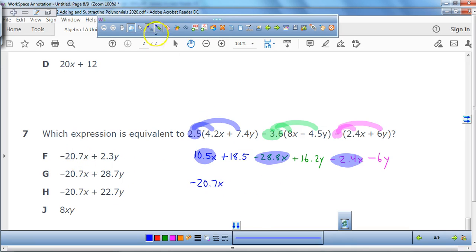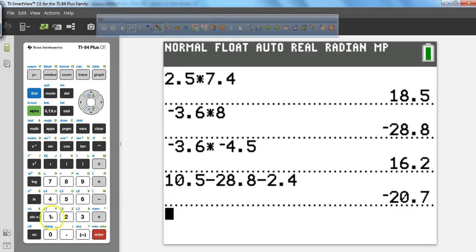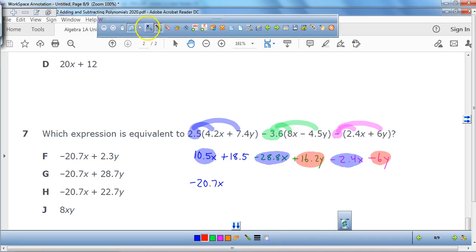Okay, now let's take a look at our y's. So I'll kind of switch over to red. Scanning, scanning, scanning. Here we go. Y is right here and right there. So 16.2 minus 6. And we get 10.2. So I'll put plus 10.2.